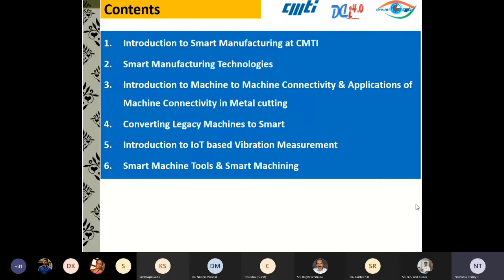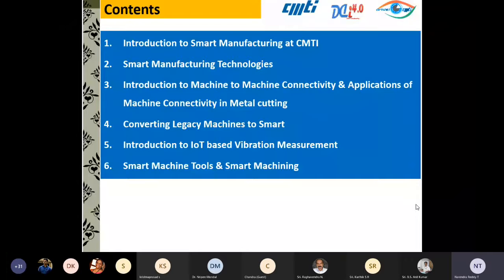And as the topic is on machine-to-machine connectivity, I just want to brief where this machine-to-machine connectivity is connected to the smart manufacturing technologies. I'll be giving a small introduction about what is machine-to-machine connectivity and what are the applications of machine connectivity, mainly in metal cutting applications. And then today, if you look at India, there are a lot of industries where they have older machines. For those legacy machines, how to convert them to smart is one of the major challenges for our country, because we cannot buy the modern machines and make a modern factory because of investments.